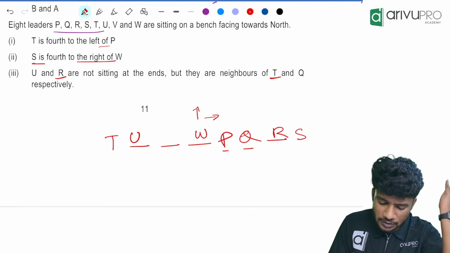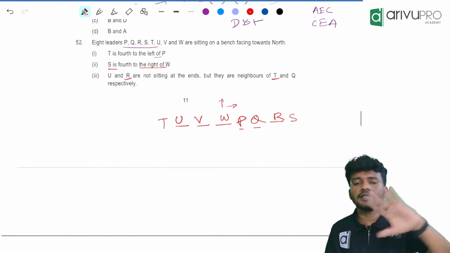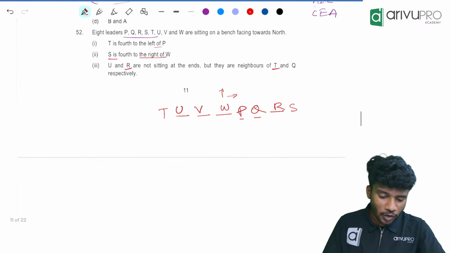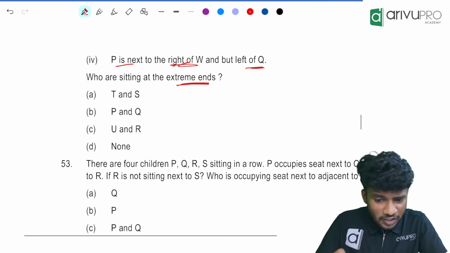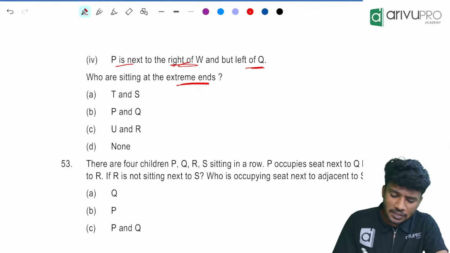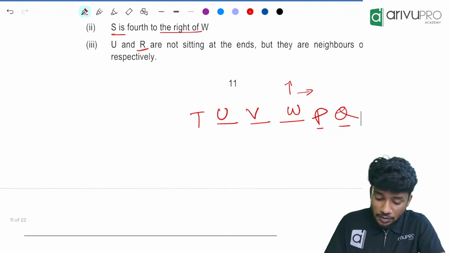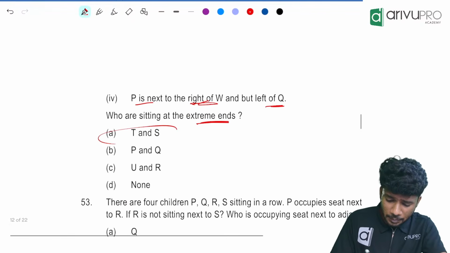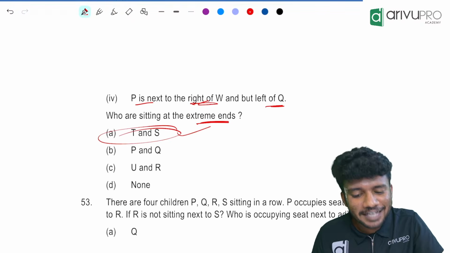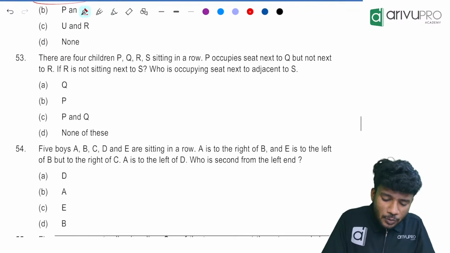Who is the remaining person? I think V is the remaining person. Done. That's the picture. I hope that you got it. Now tell me, who is sitting at the extreme left? Krishna, right answer. Who is sitting at the extreme end? T is there. That means which option is the answer, people? T and S. Option A is the answer. Very direct question. Next one, people.